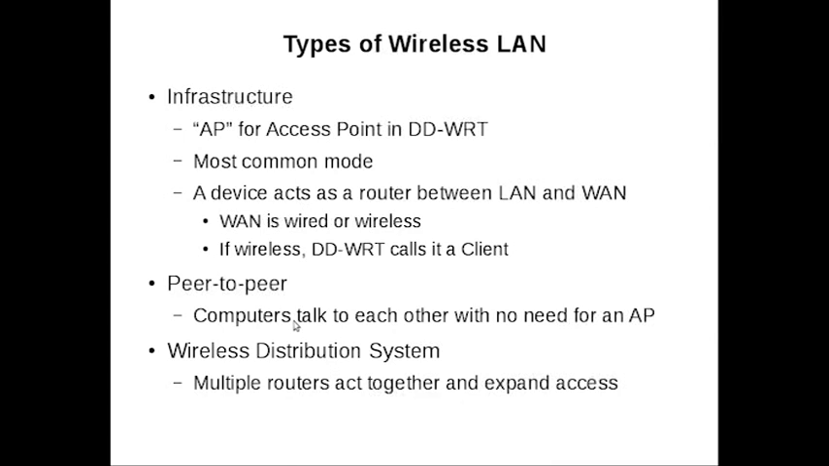Peer-to-peer lets computers talk to each other with no need for an access point. That means that the computers are all just sort of talking at once, and whenever they want, they make a connection with each other. If you have infrastructure, this AP access point, it means that each computer is only going to talk to the access point. And if it's going to communicate with another computer, it has to go through the access point. Okay, so they won't connect directly to each other. This will be important for a few minutes.